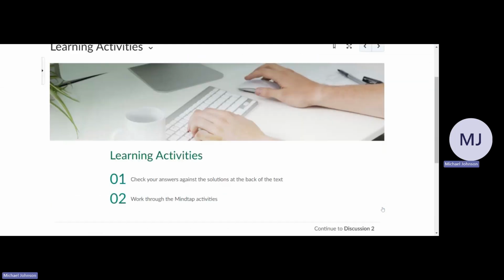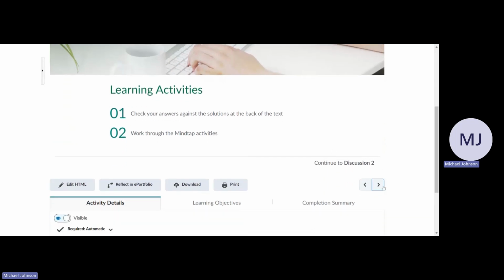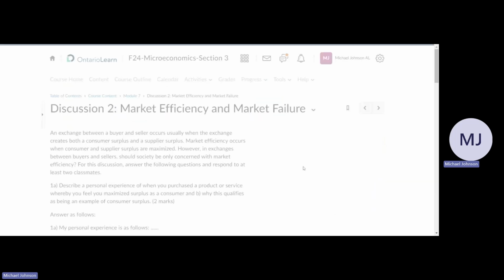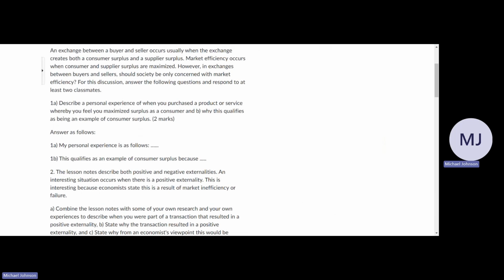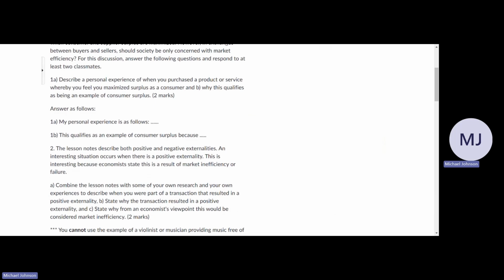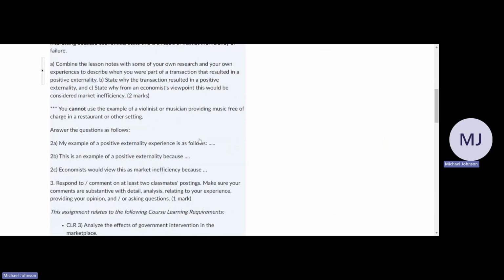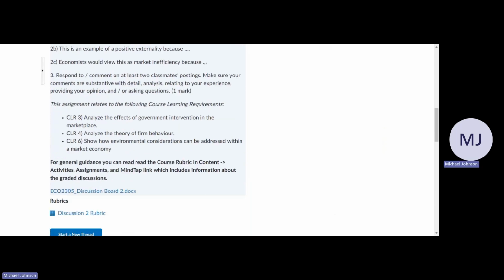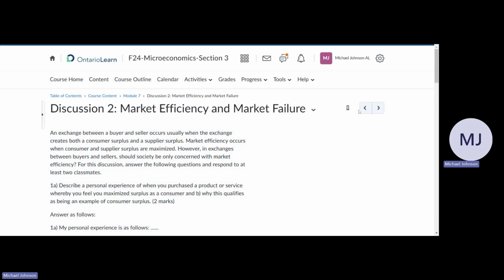So I recommend for this, do the e-textbook questions. That's key. Do the mind tap activities. And then also do discussion 2. So discussion 2, you got to provide an example of consumer surplus and explain why it is consumer surplus, and then talk about your example of positive externality, and then reply to 2 of your classmates. So I recommend doing that, and that is key for module 7.